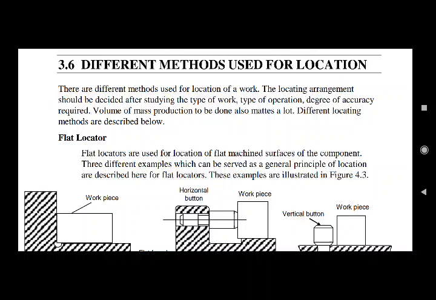In today's lecture of design of jigs and fixture, we are going to see some of the new terminologies related to that. Let's understand in today's lecture the different methods used for location. There are different methods used for location of a work.